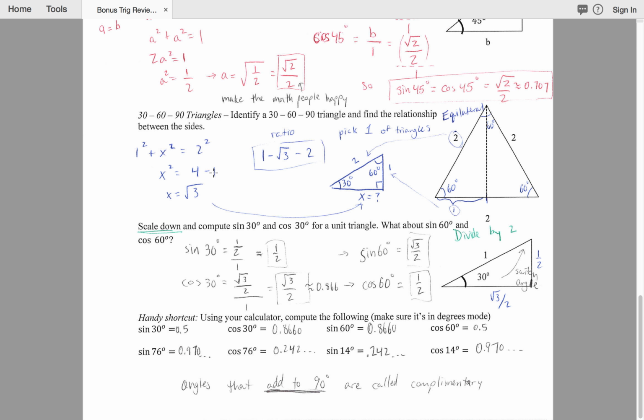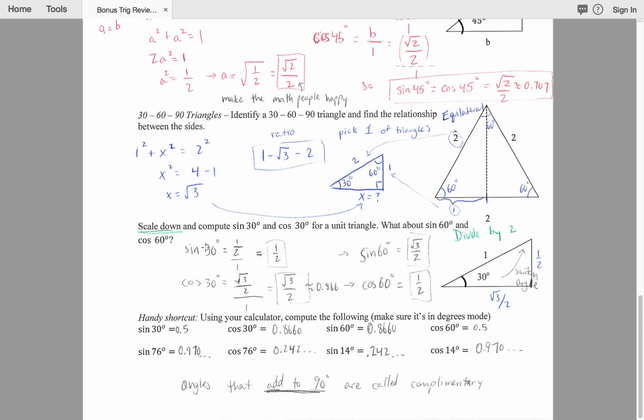1 squared, which is the short leg, plus that unknown leg, x squared, equals 2 squared. So x squared equals 4 minus 1. x is root 3. So you may have seen this ratio pop up before, and this is why that works. Now, if we scale that down, if we divide all these values by a factor of 2, your hypotenuse, 2 divided by 2, is 1, 1 divided by 2 is a half, and this root 3, which was our x right here, becomes root 3 over 2.